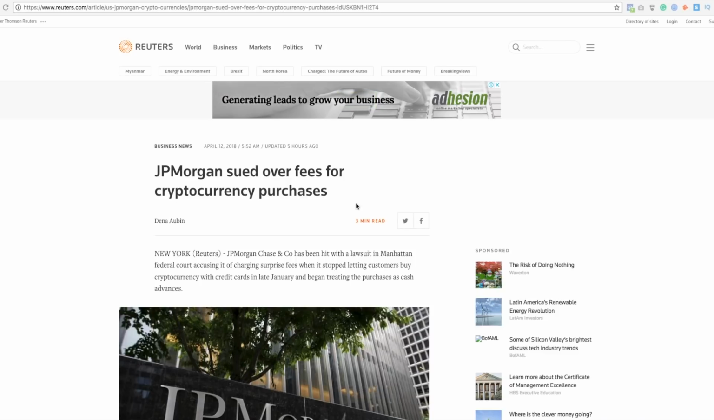So JPMorgan sued over fees for cryptocurrency purchases. What is going on there? So JPMorgan Chase & Co. has been hit with a massive lawsuit in Manhattan's federal court, accusing it of charging surprise fees when it stopped letting customers buy cryptocurrencies with credit cards in late January and began treating the purchases as cash advances.